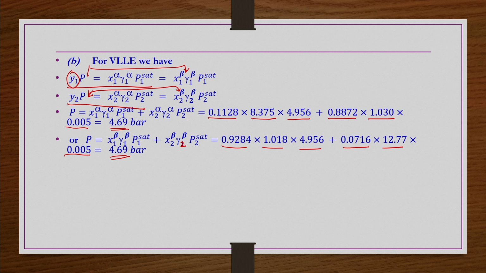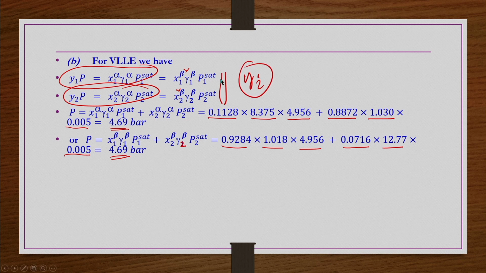So, once the pressure is known, then you can use either this part of the equation or this part of the equation, any equation you can use, and then find out Y2, because in these two equations now the only unknown is Yi, that is Y1, Y2. If one is known, another one can be known. So, Y1 you can write as x1α γ1α P1sat by P, or x1β γ1β P1sat by P also you can do. When you do, you will get 0.999.